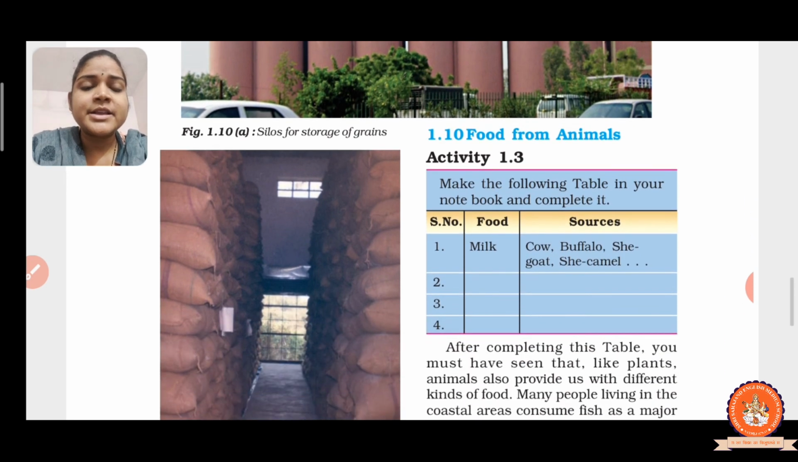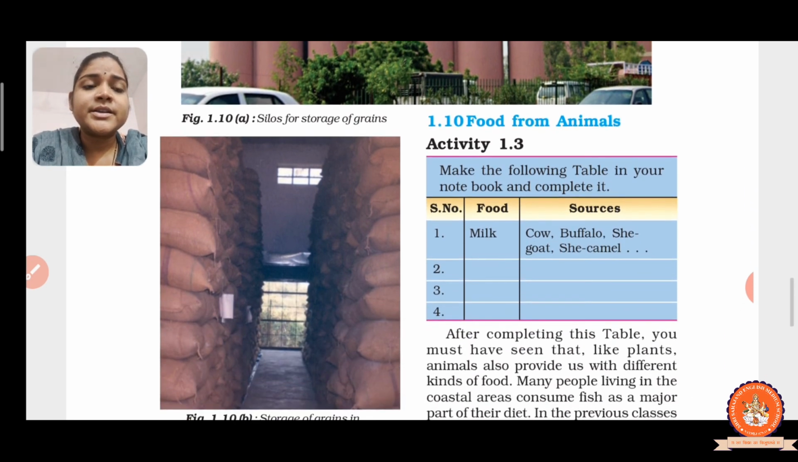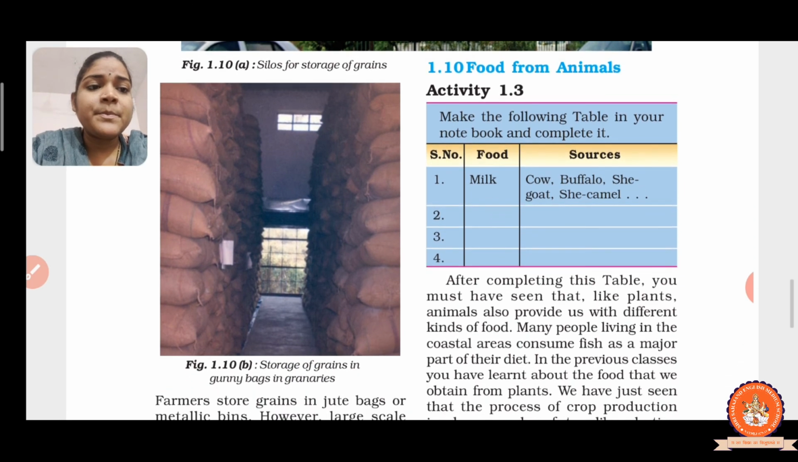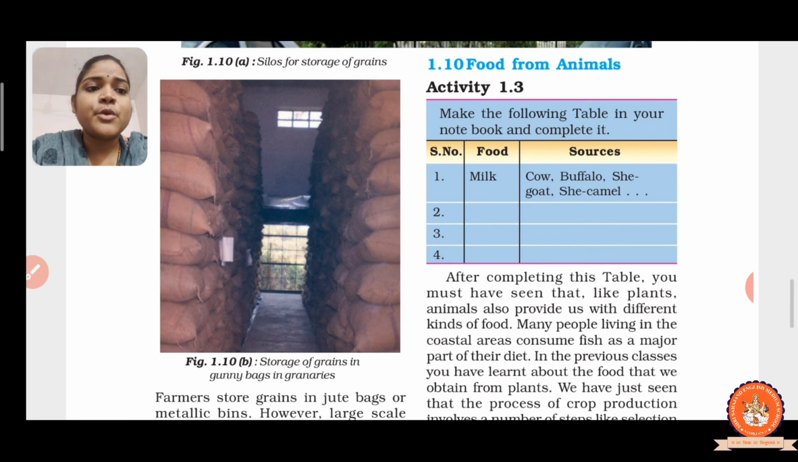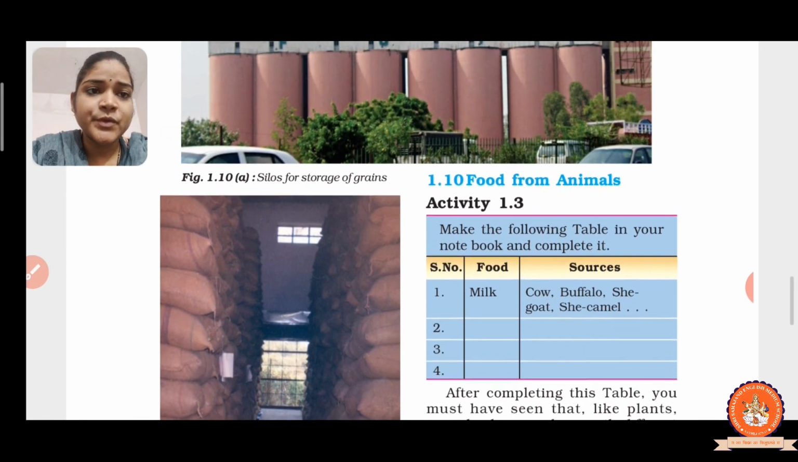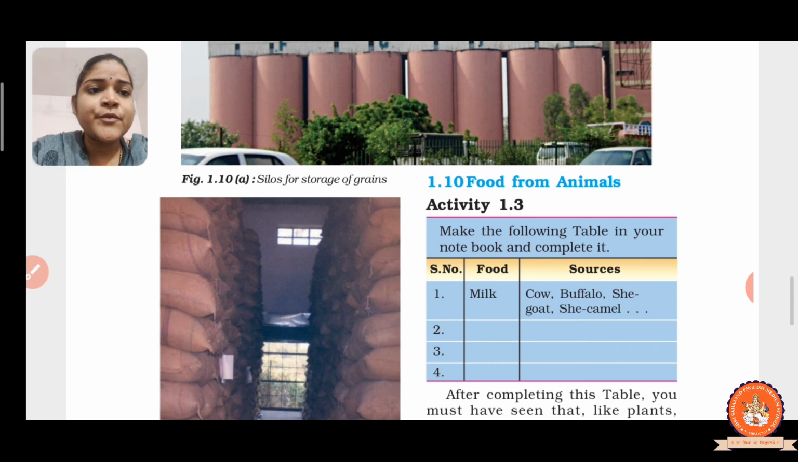So our agricultural practice is over here, but only plants giving us food is not all. Like plants, animals also provide us different kinds of food, right? Which types of food do they provide? See the figure, activity 1.3 in table 1.3. Milk is provided by cow, buffalo, sheep, she-goat and she-camel, right?